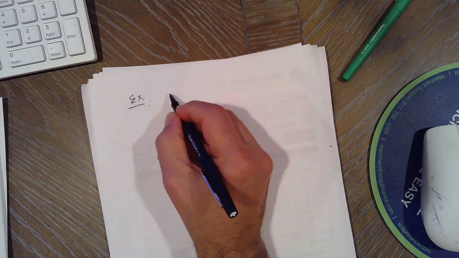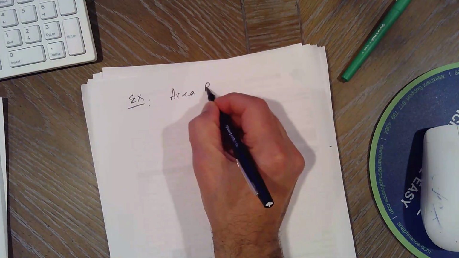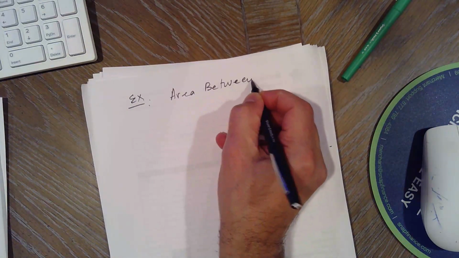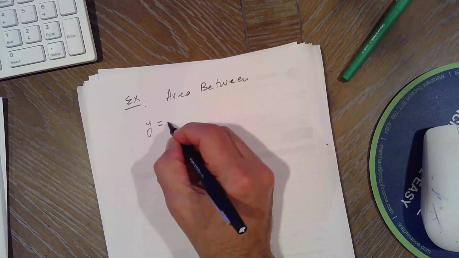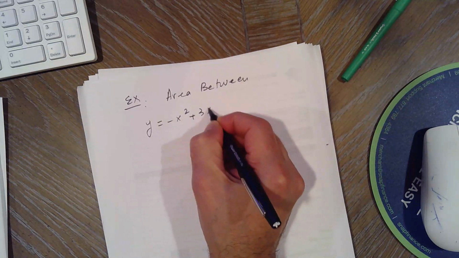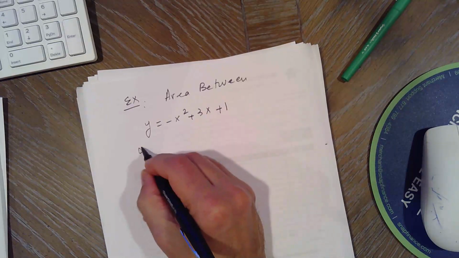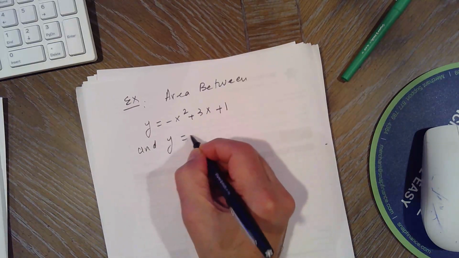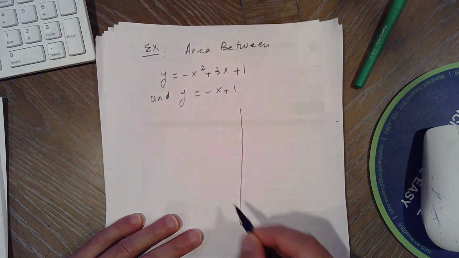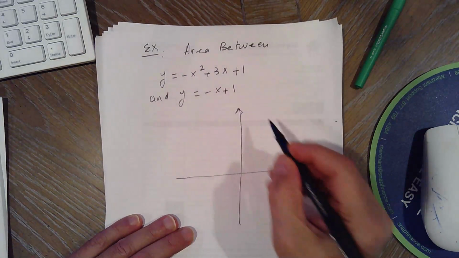Alright, find the area between y equals negative x squared plus 3x plus 1 and y equals negative x plus 1. So if you draw those curves, you will get something like this.